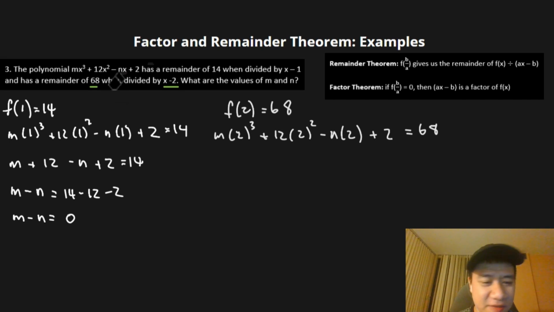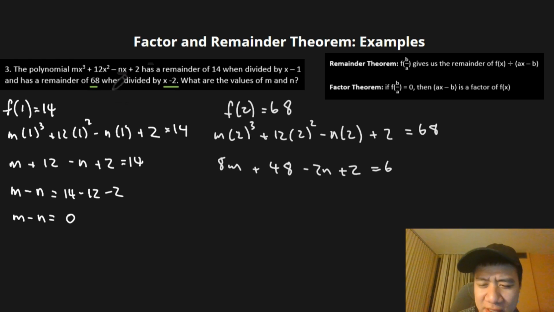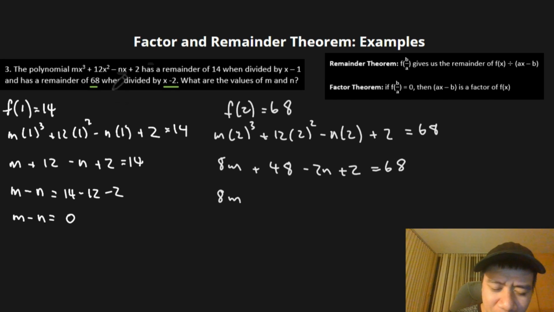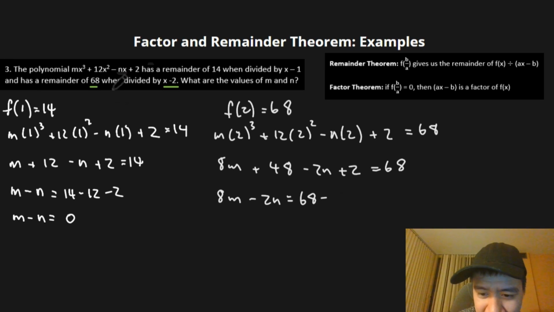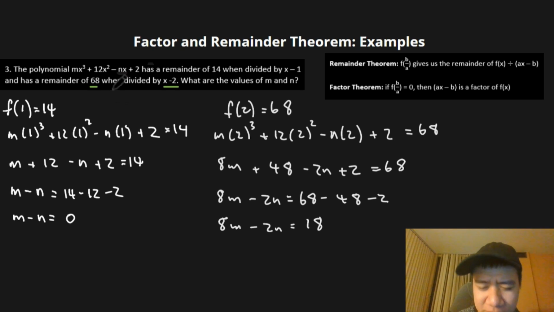Awesome. I'm going to erase this thing over here. Okay, so we have 8m plus 48 minus 2n plus 2 equals 68. So 8m minus 2n equals 18. That's just some algebra we have to do, collecting our terms. Fantastic. So, going over here, our result: we have two equations, two unknowns, so we can use substitution.